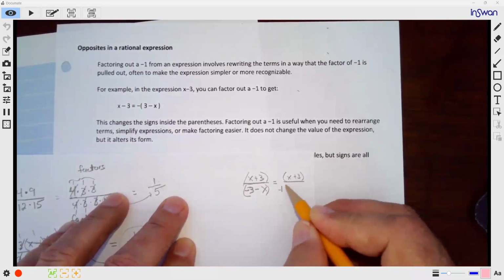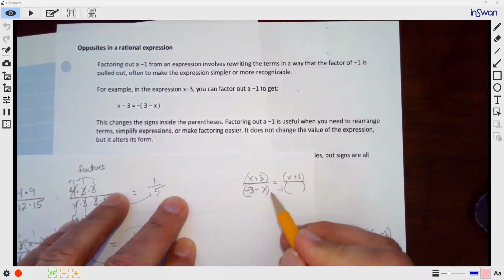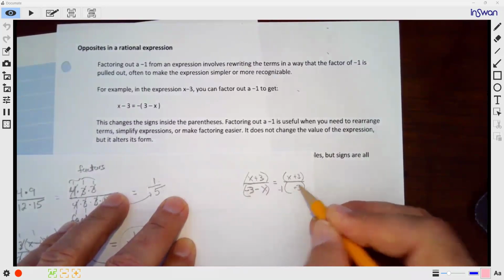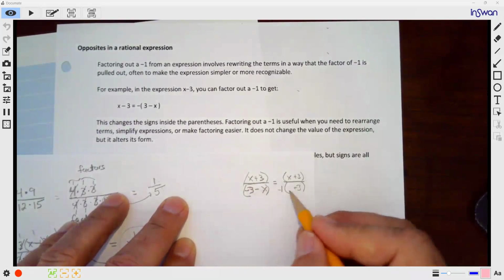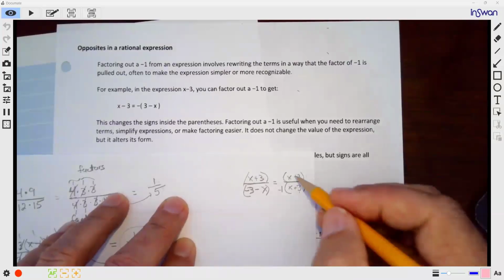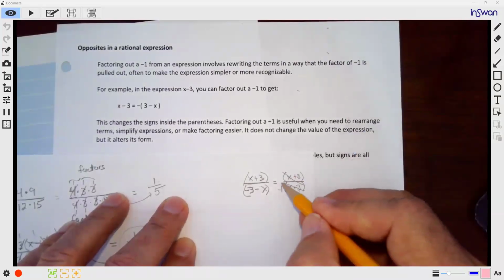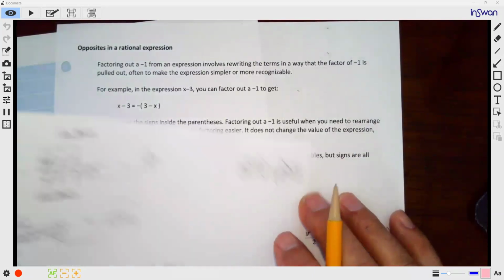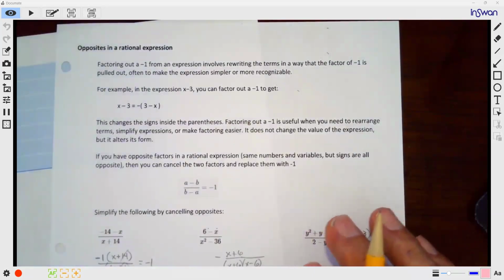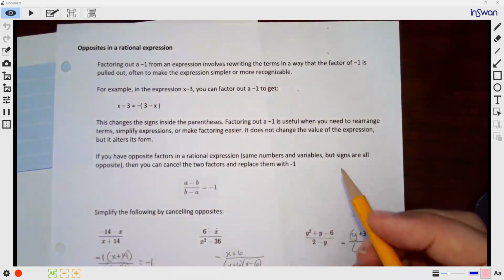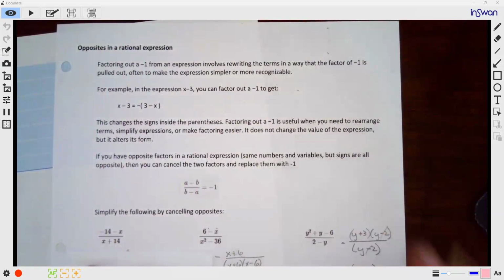And when I factor out a negative 1, what does that do? It flips every sign on the inside. And so that minus 3 becomes a plus 3, and it doesn't matter what order I write them in as long as the signs flip, and the minus x becomes a plus x. And so now I do have identical binomials that can then be factored, but what gets left over is a negative 1. Okay, so when you have a situation where you recognize that you have opposites, everything is the same except the signs are backwards, you can cancel those terms, but replace it with a negative 1. You've effectively canceled out a negative 1.